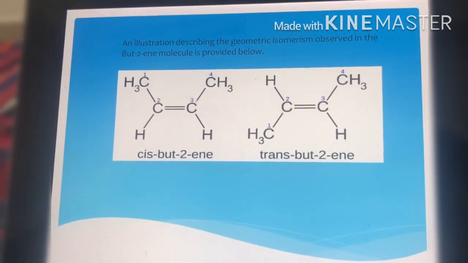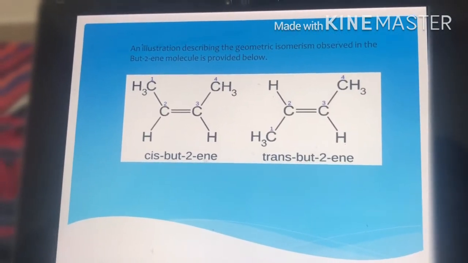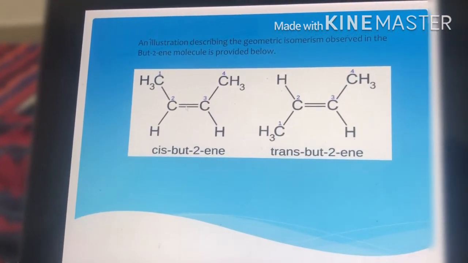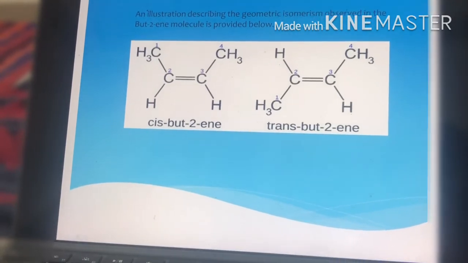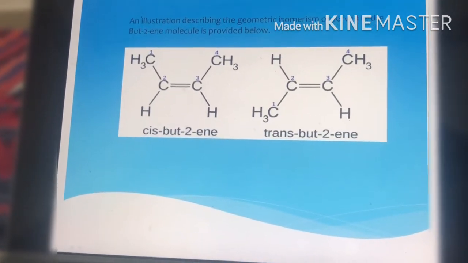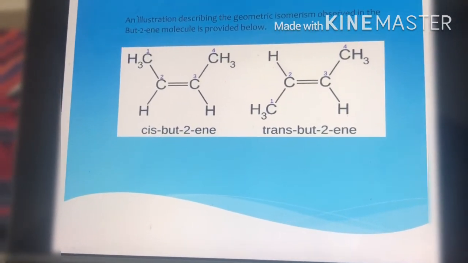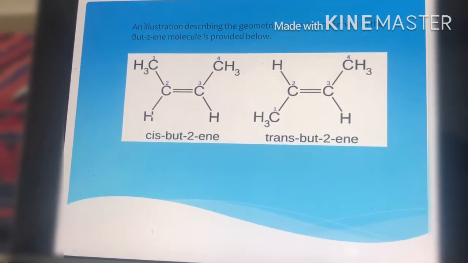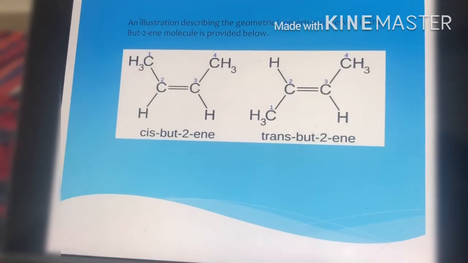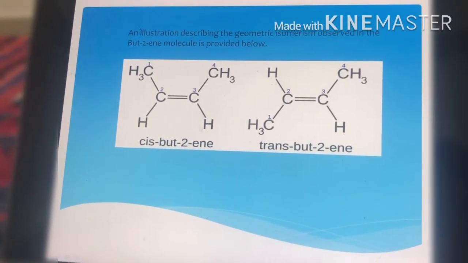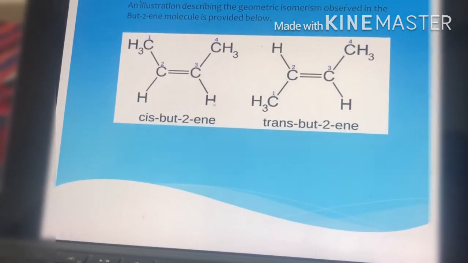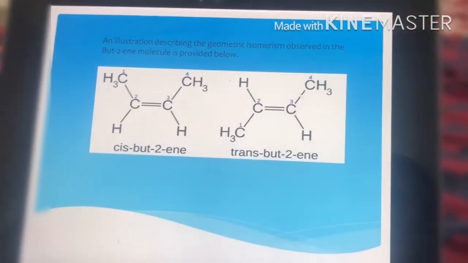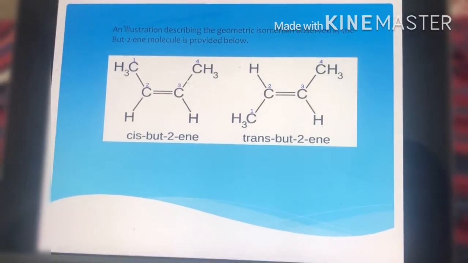Now we have to think: is but-2-ene following the two conditions? It has a double bond, so there is restricted rotation, and on each carbon, C2 and C3, the two atoms or groups of atoms are different. Here one is methyl and one is hydrogen on this carbon. Here also one is methyl and one is hydrogen on this carbon. Okay, so this will form isomers. It will show geometrical isomerism.